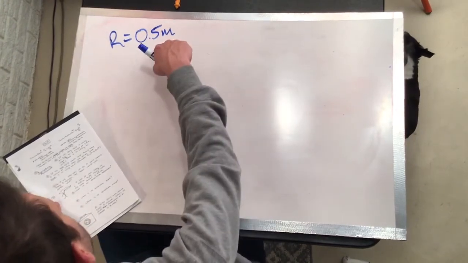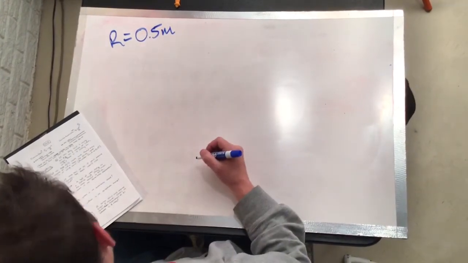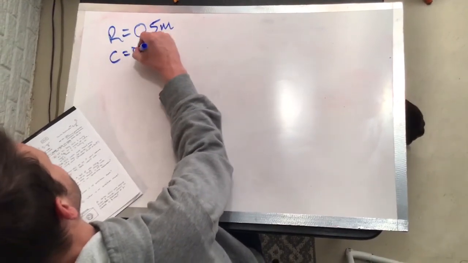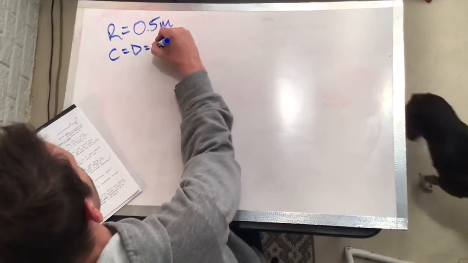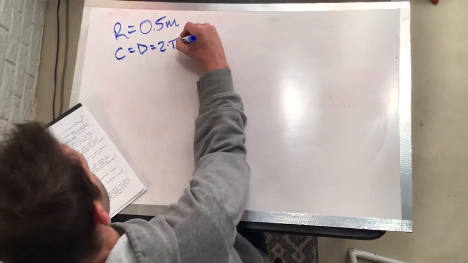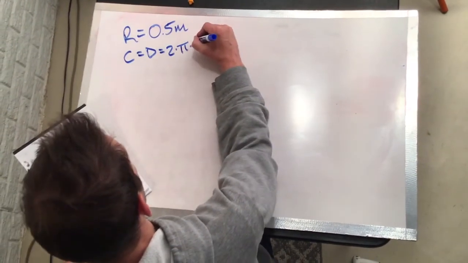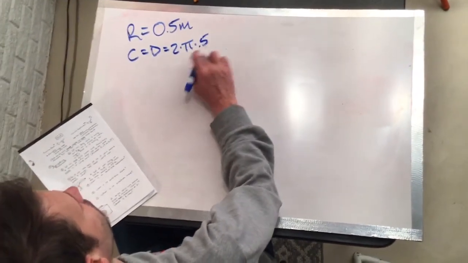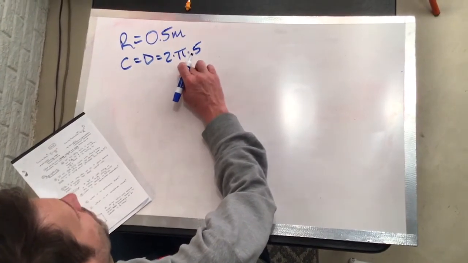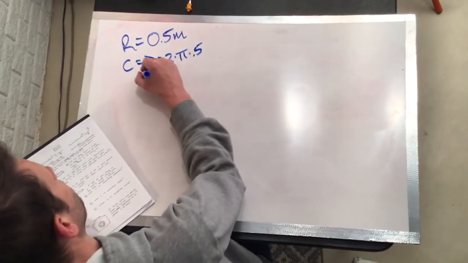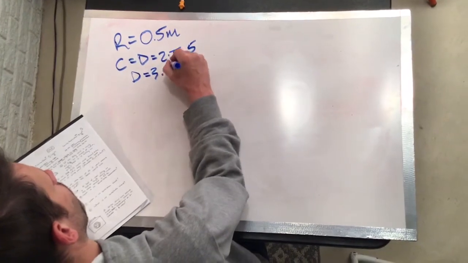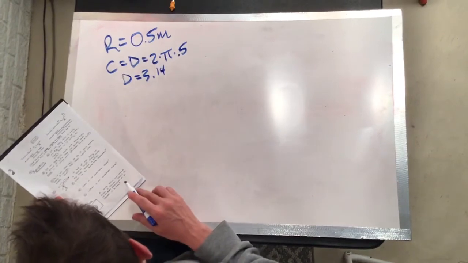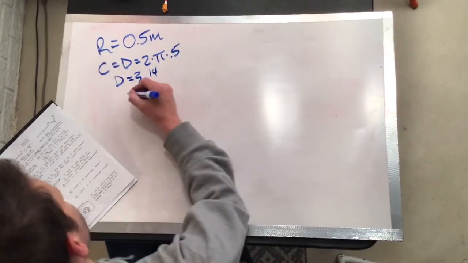And because we have the radius, we can get the circumference too. So the circumference equals the distance, which is going to equal 2 times pi times the radius, which is 0.5. So because it's 2 and 0.5, 2 times 0.5 is going to give you 1 times pi. It's going to be a distance of 3.14. All right, so that's going to be our distance.